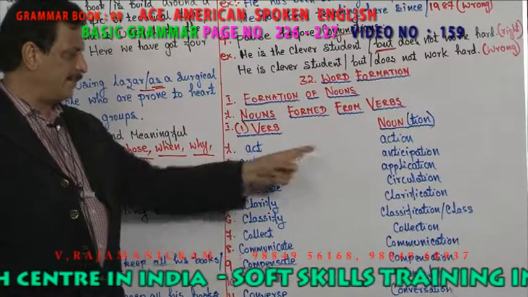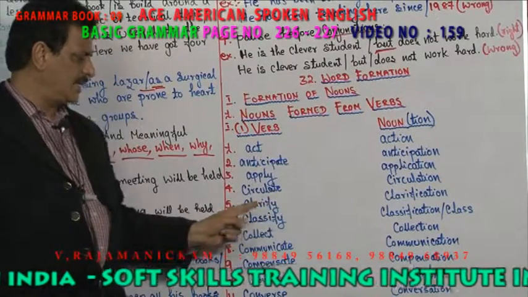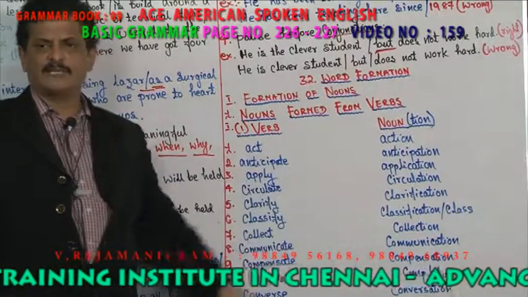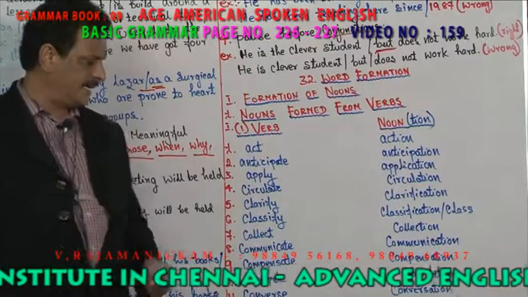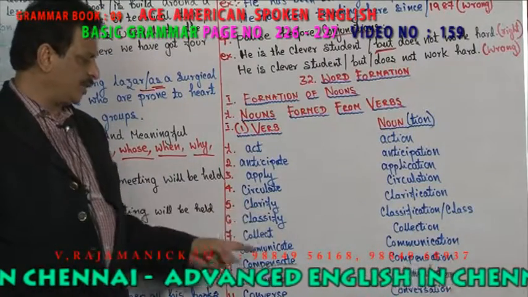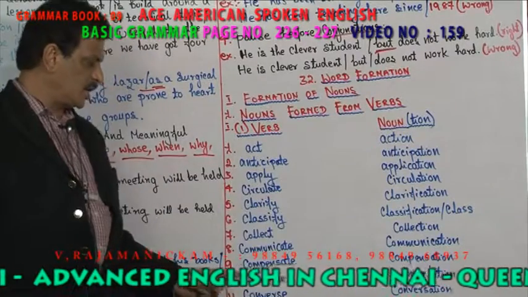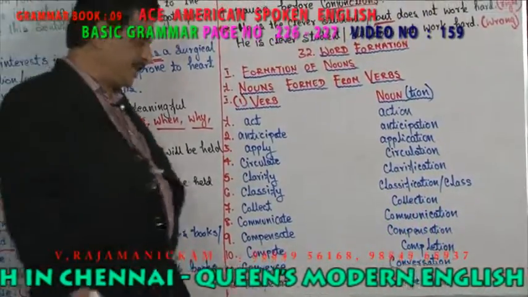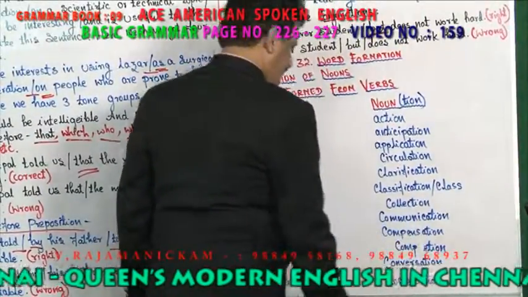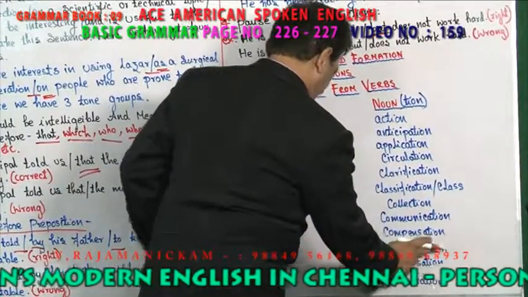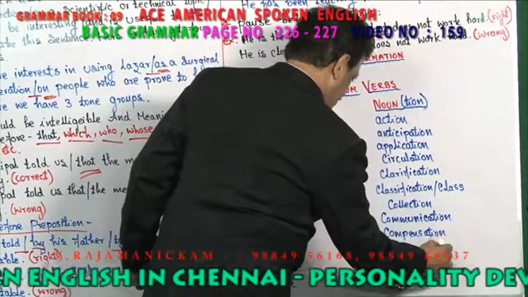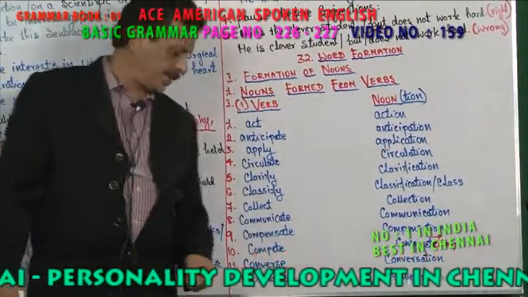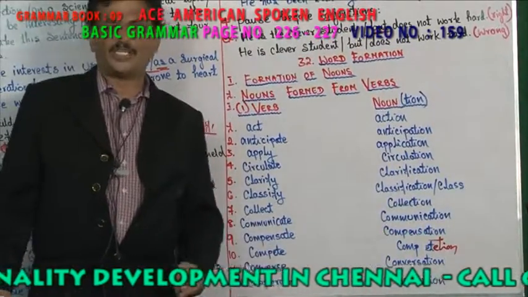Anticipate. Apply, application. Circulate, circulation. Clarify, clarification. Classify, classification or class. Words ending with ATION are generally nouns. Collect, collection. Communicate, communication. Compensate, compensation. Compete, competition. Converse, conversation. Cooperate, cooperation. Got it, sir?